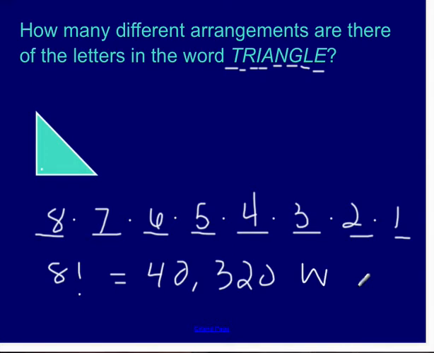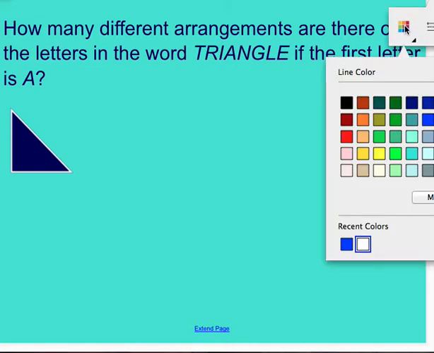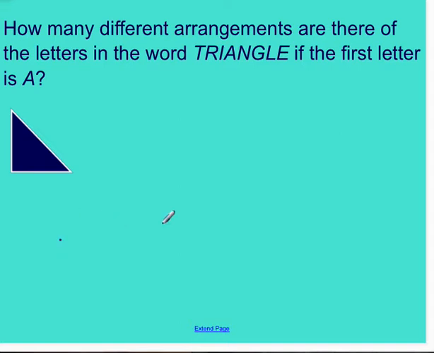So then, next we're going to take a look at number 3. Now on number 3, we're going to be doing the word triangle, but the first letter has to be a K. So what we're going to do now is say, okay, we still have 8 letters.